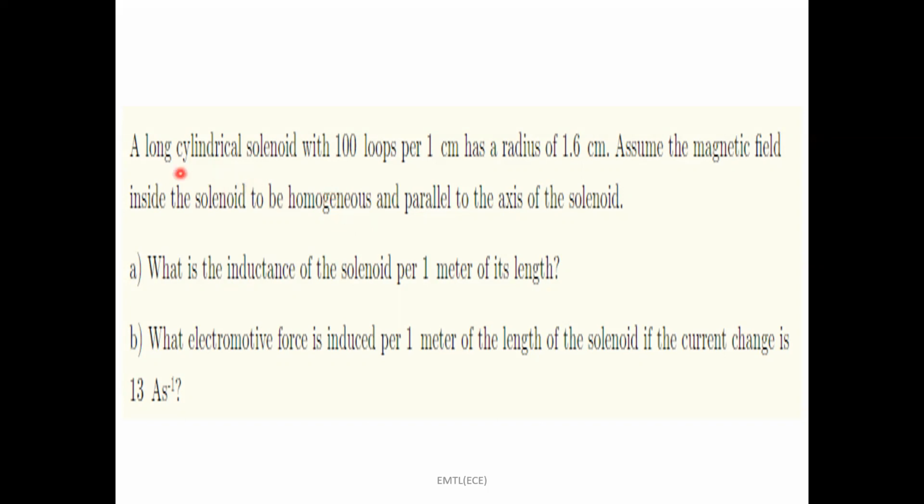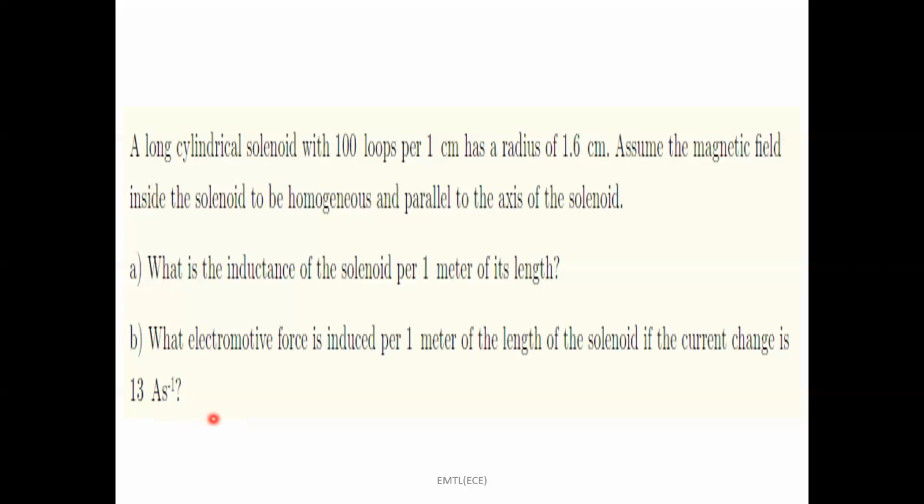Let us discuss them. The first problem: a long cylindrical solenoid with 100 loops per 1 centimeter has a radius of 1.6 centimeters. Assume the magnetic field inside the solenoid to be homogeneous and parallel to the axis of the solenoid. Then, what is the inductance of the solenoid per 1 meter of its length? And what is the electromotive force induced per 1 meter of the length of the solenoid, if the current change is 13 amperes per second?